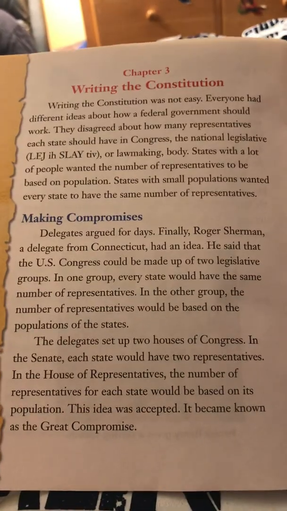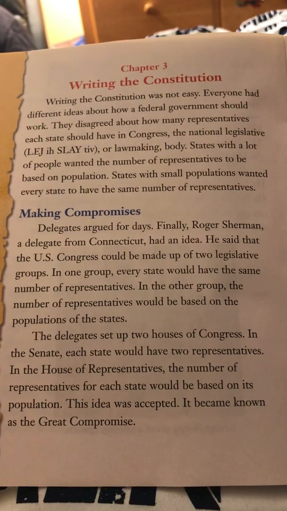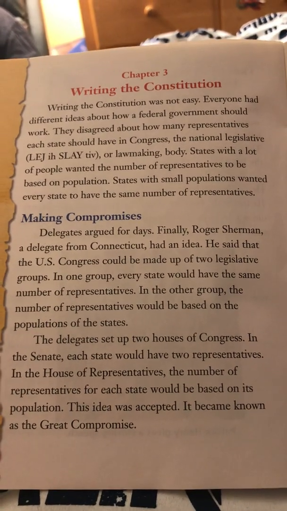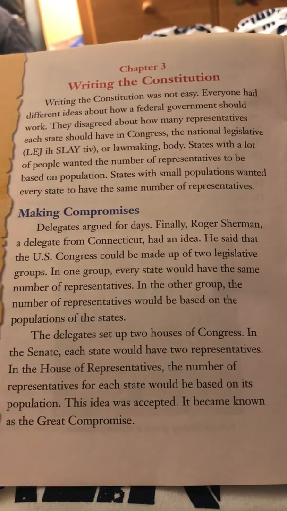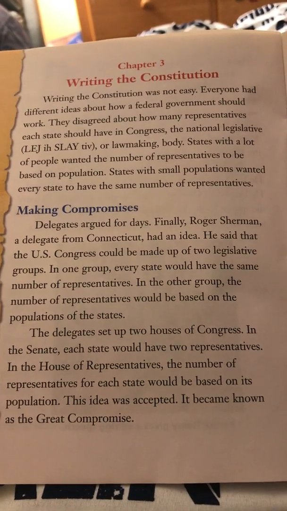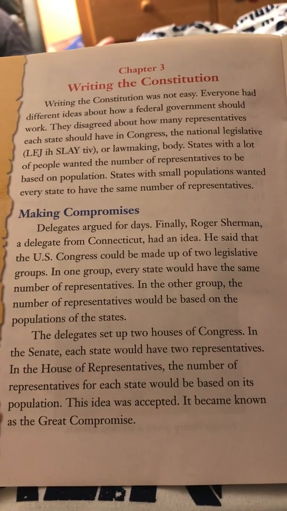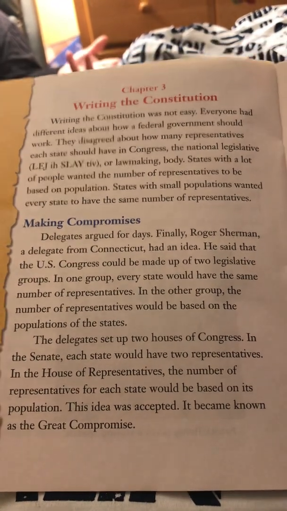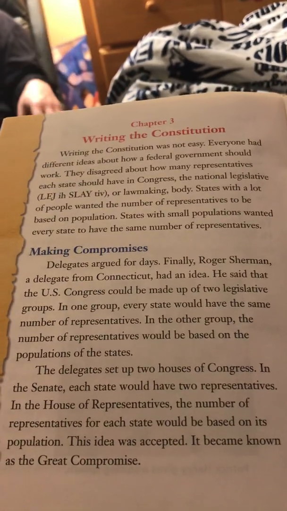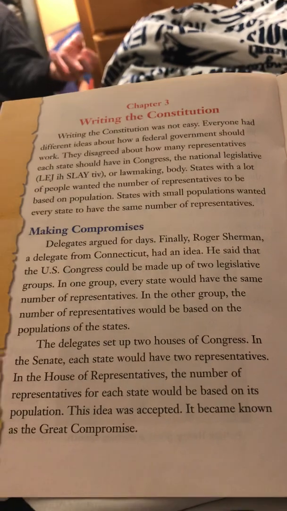Making compromises. Delegates argued for days. I'd say months and weeks, frankly. Finally, Roger Sherman, a delegate from Connecticut, had an idea. He said that the U.S. Congress could be made up of 2 legislative groups. In one group, every state would have the same number of representatives. In the other group, the number of representatives would be based on the population of the states.